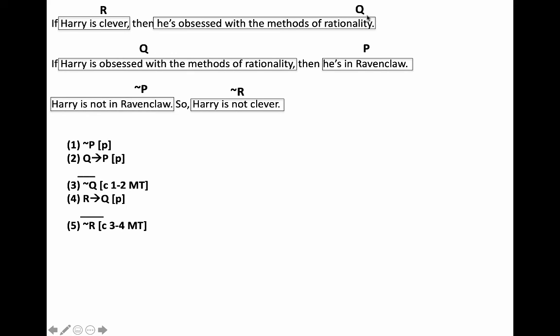Now we have if R then Q, and we do the same exact kind of reasoning, right? R gives us Q, but we don't have Q, so we couldn't have had R, because if we had R, we would have gotten to Q, so we know that R is false.